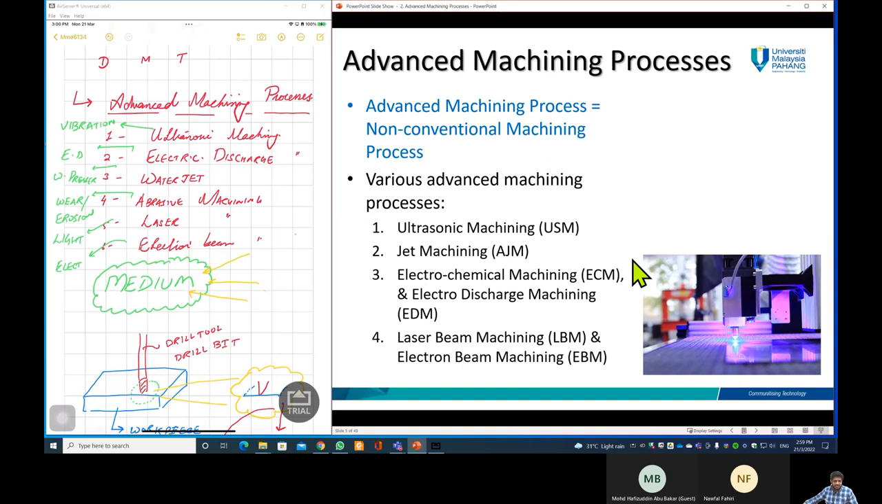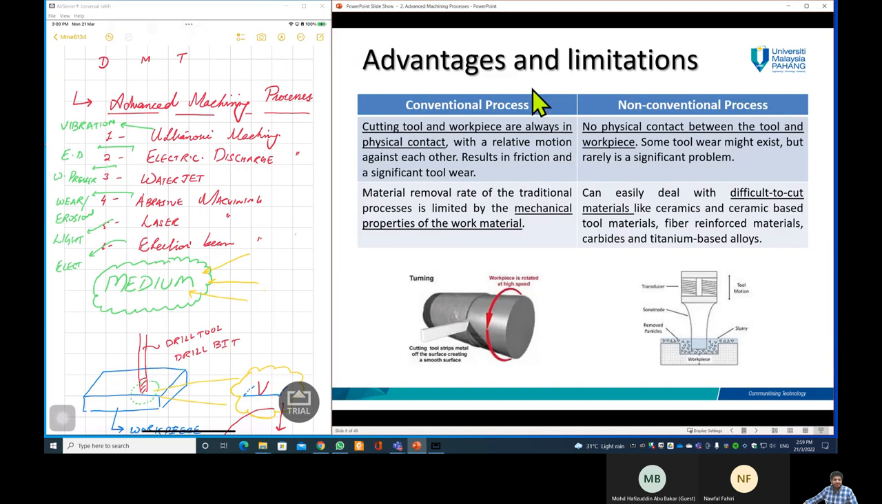So I will move on to the next slide. So here are some of the advantages and limitations of both conventional machining and non-conventional process or machining. In conventional machining, the cutting tool and the workpiece are in physical contact with relative motion against each other. This results in friction and significant tool wear. So this is something which we have just now discussed. Here in non-conventional process, we are going to learn that there is no physical contact between the tool and the workpiece. Some tool wear might exist, but rarely is this a significant problem.